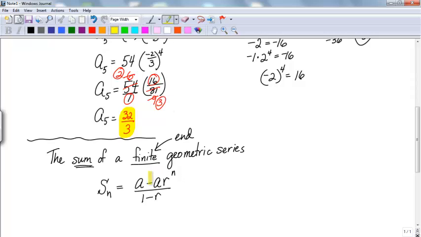If you look on the top part here, what's in common, you could factor out an a. Some authors do this and write it, there would still be a 1 minus r to the n power, and it's all over 1 minus r, and r cannot equal 1 because you'd have division by 0. Okay? So if they ask you to find the sum of a finite geometric series, that's the formula you use.